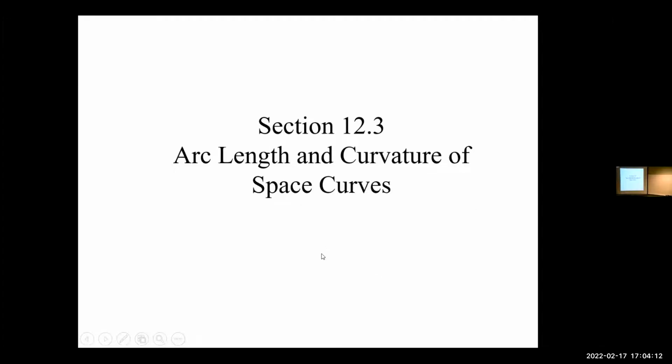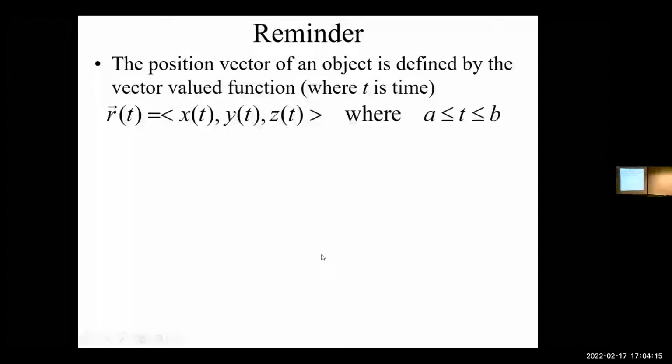Let's talk about arc length first. So what we talked about last time was these vector valued functions, right? We called r of t a position vector. That's basically made up of 3 parametric equations, right? We use these to make things like our helix.